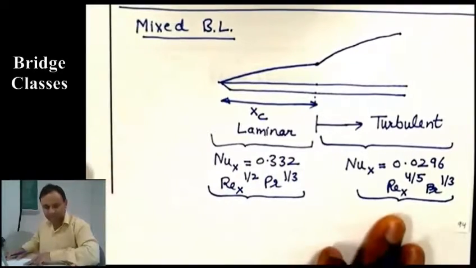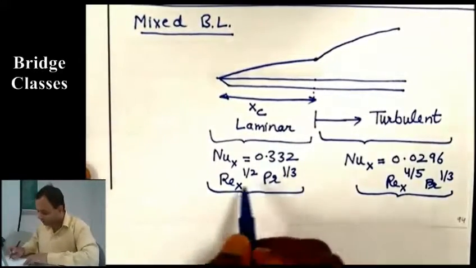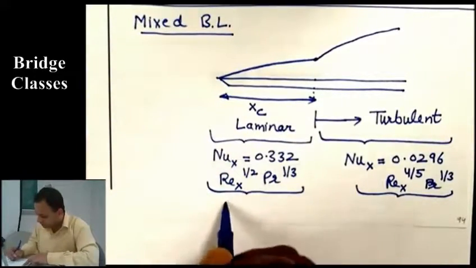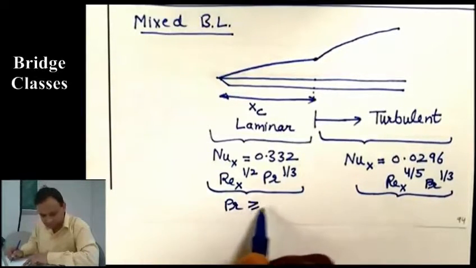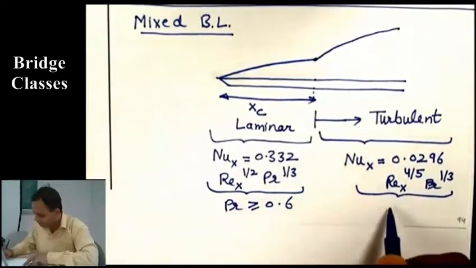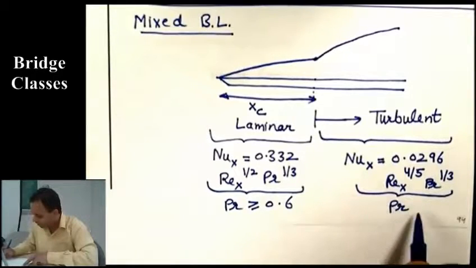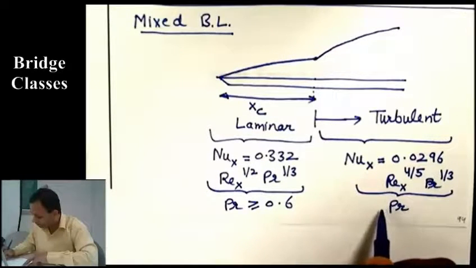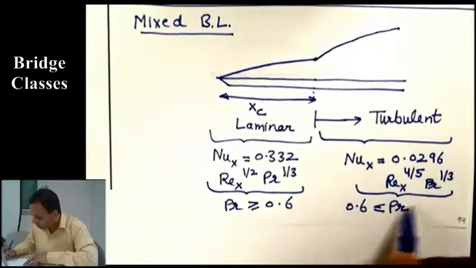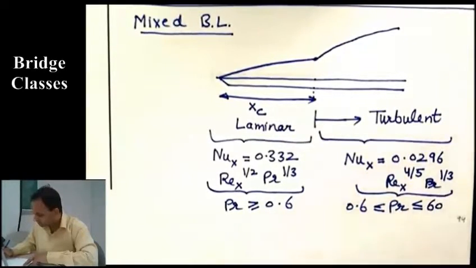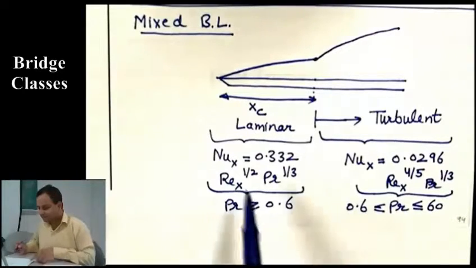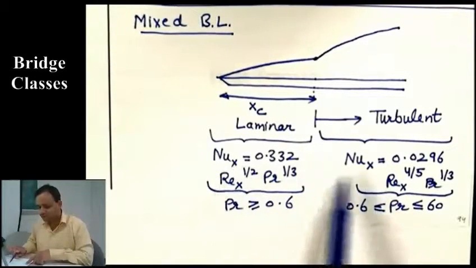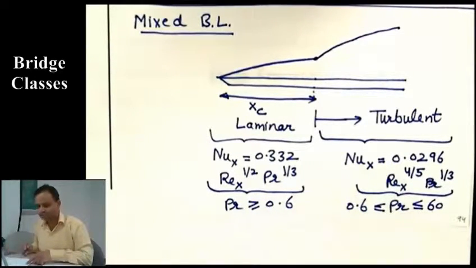And they have the region of Prandtl number in which they are valid. Okay, this formula is for Prandtl number greater than or equal to 0.6. And this is for Prandtl number greater than 0.6 and less than 60. Okay, so if you are interested in the local Nusselt number or local convection coefficient, we can use these formulas.